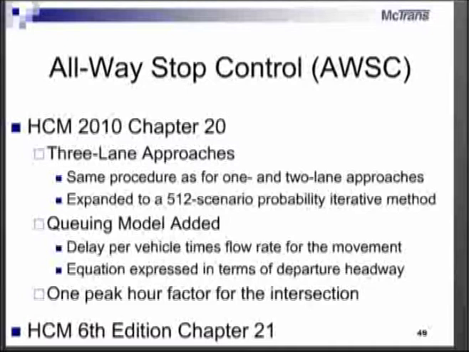What happened in 2010 were 3-lane approaches were added instead of limiting each approach to 2 lanes. And a queuing model was added to give you 95th percentile queue, similar to the way it's done in two-way stop control. Now I'll just tell you software-wise, we have not implemented 3-lane approaches. We did implement the queuing model. So you can get the 95th percentile queue, but you can't get 3-lane approaches. We may never do this.